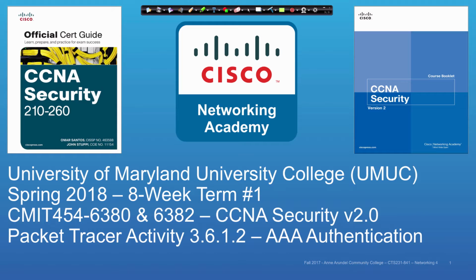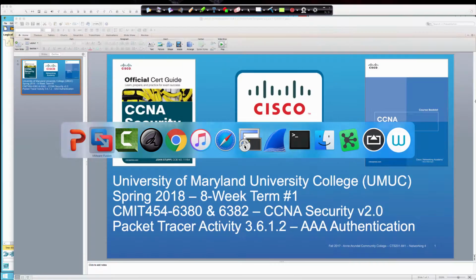This is the Cisco Networking Academy CCNA Security version 2.0 course, and this morning's Packet Tracer tutorial and solution set is going to be on Packet Tracer activity 3.6.1.2. And this is going to be our first look at configuring AAA, right? And we'll talk about Cisco's ACS appliance and the ISE appliance, and we'll talk about some differences between basically ACS and ISE, as well as TACACS and RADIUS. So let's go ahead and dive into this activity.